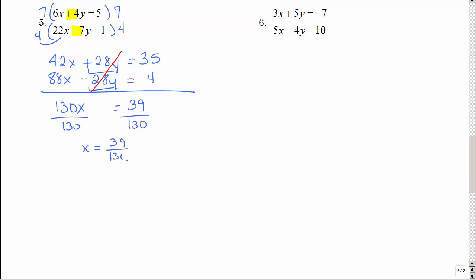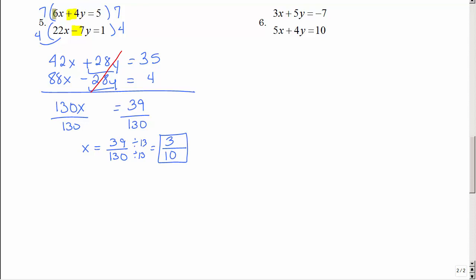39 over 130. Can those be reduced? Yes, in fact, they're both divisible by 13. I know that's not a very common thing, but they are both divisible by 13. 13 goes into 39 3 times, and that goes in there 10 times. So sometimes we get nasty numbers. And are we done? No, we have to get y.